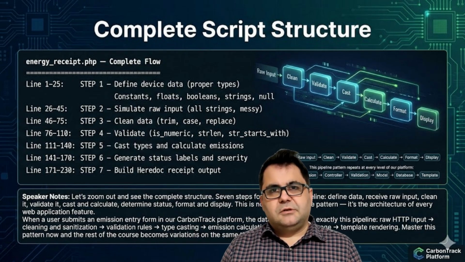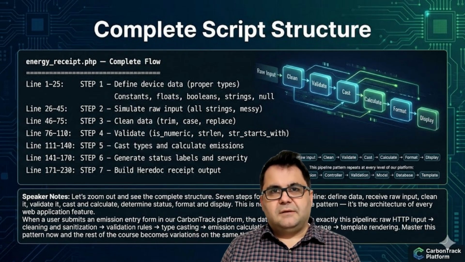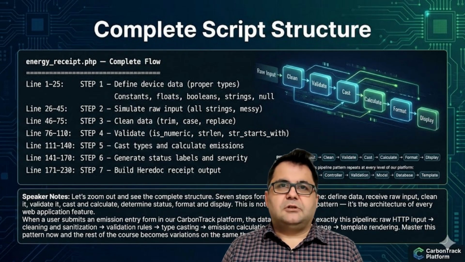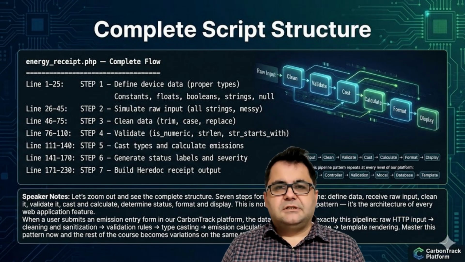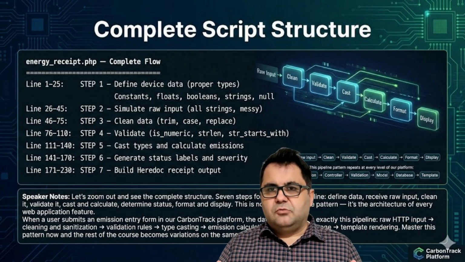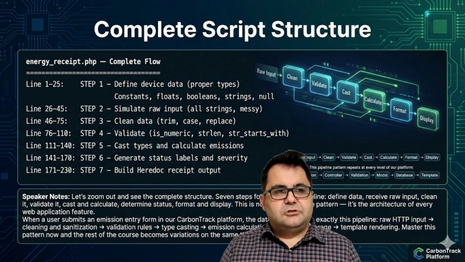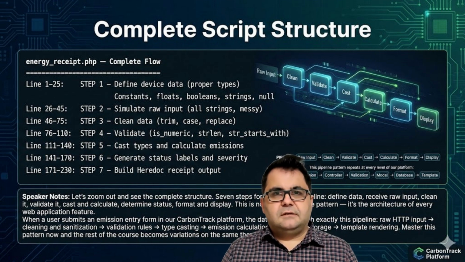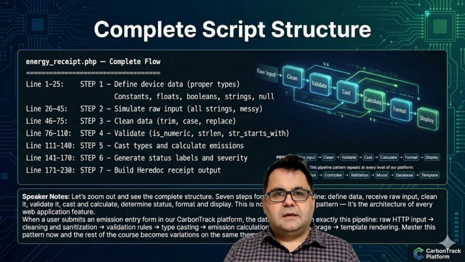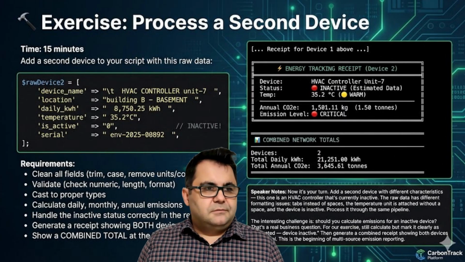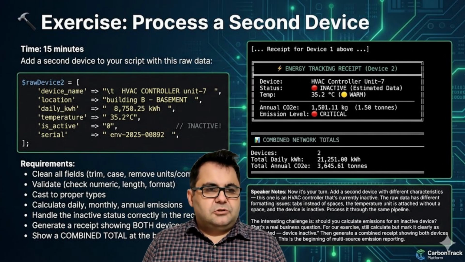When a user submits an emission entry form in our Carbon Track platform, the data flows through exactly this pipeline. Raw HTTP input, cleaning and sanitization, validation rules, typecasting, emission calculation, database storage, template rendering. Master this pattern now, and the rest of the course becomes variations on the same theme. Now it's your turn. Add a second device with different characteristics.